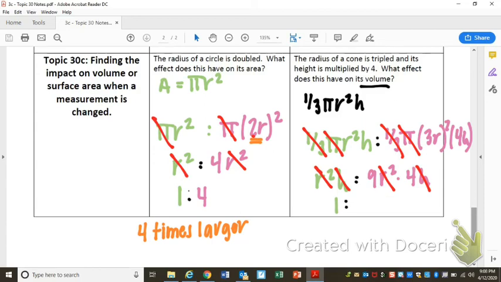And over here, I have 9 times 4. 9 times 4 is going to be 36. So we have the ratio of 1 to 36. So whenever you triple the radius of a cone and multiply its height by 4, that means that the volume is going to be 36 times larger. Whew, that is a lot bigger.